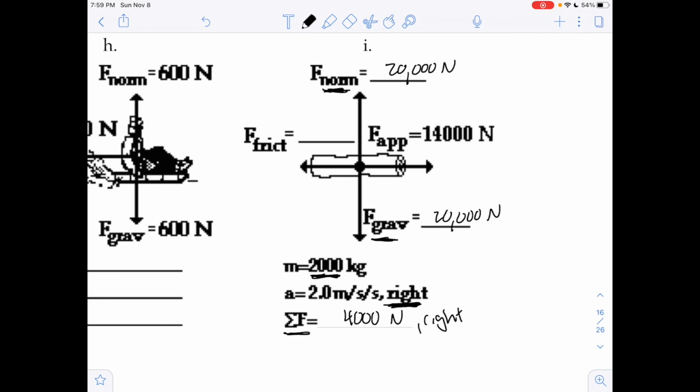Okay, so now we just need to figure out what friction is. We can see that the applied force is 14,000 newtons to the right, and we need to subtract a number that will give us the net force, which is 4,000. So that means that friction must be 10,000 newtons. Because we do 14,000 minus 10,000 to get 4,000 newtons to the right.